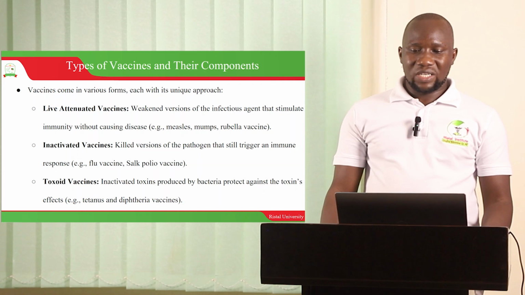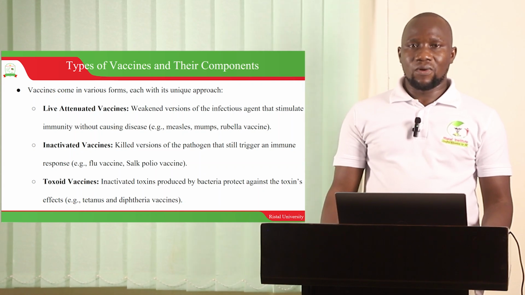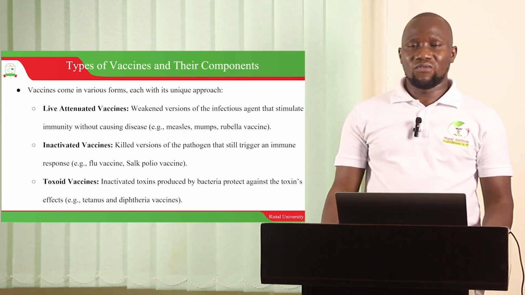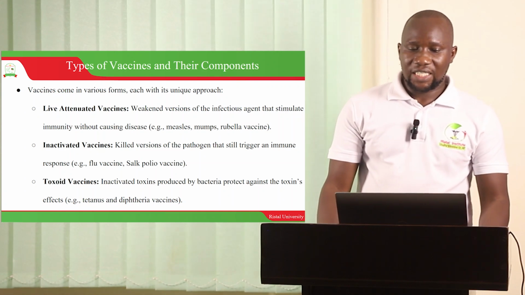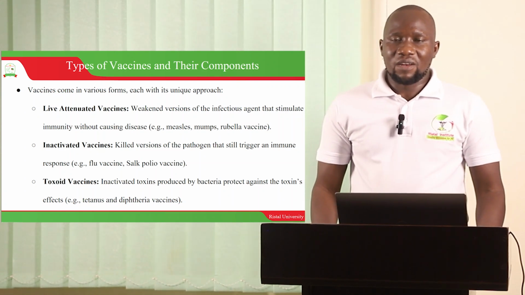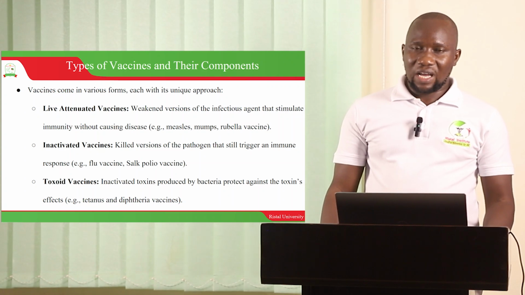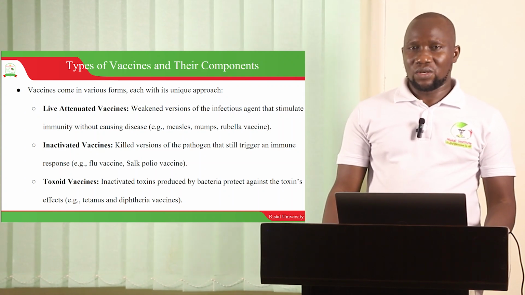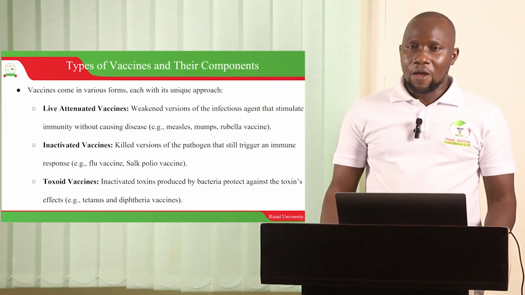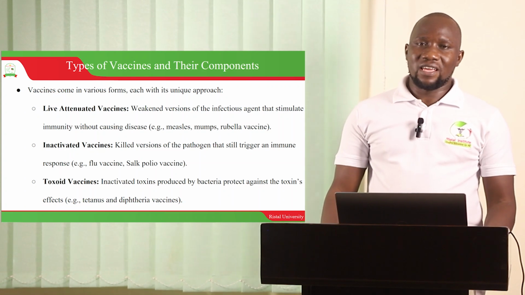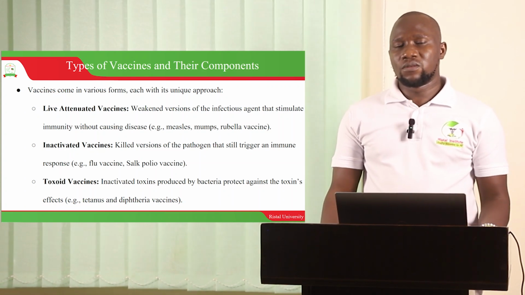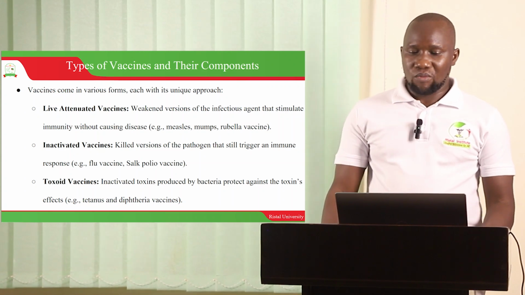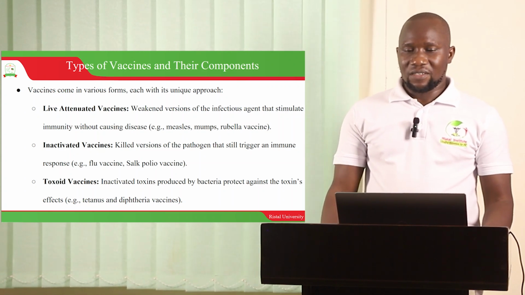So live attenuated vaccines, when we talk about that, we are talking about vaccines that contain weakened versions of the infectious agent. That means that the weak version cannot cause an infection in the person because it is weak, but what it has are the antigenic molecules that will cause the production of antibodies, and that is the interest.